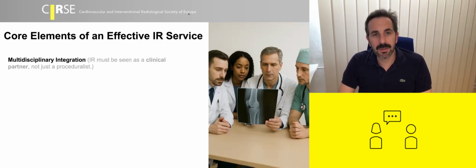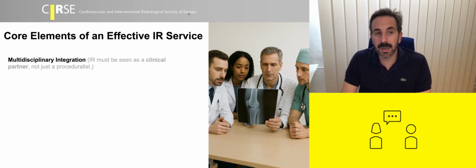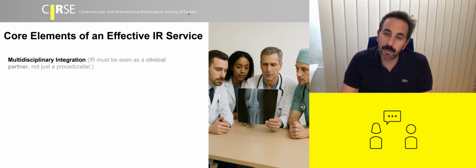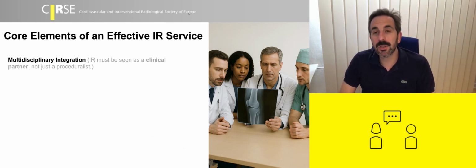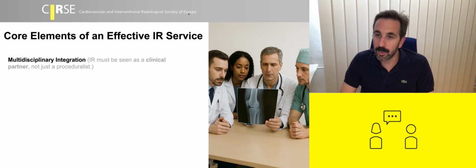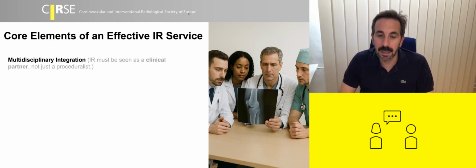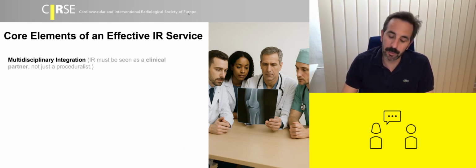What are the core elements of an effective IR service? First of all, multidisciplinary integration. The interventional radiologist must be seen as a clinical partner, not just as someone who is performing the procedures. So make sure that you are present. Attend the tumor boards and the multidisciplinary meetings, discuss the cases with your referring physicians before and after the procedures, and be sure to be an active part in clinical decision making and not just someone who is performing the procedures.